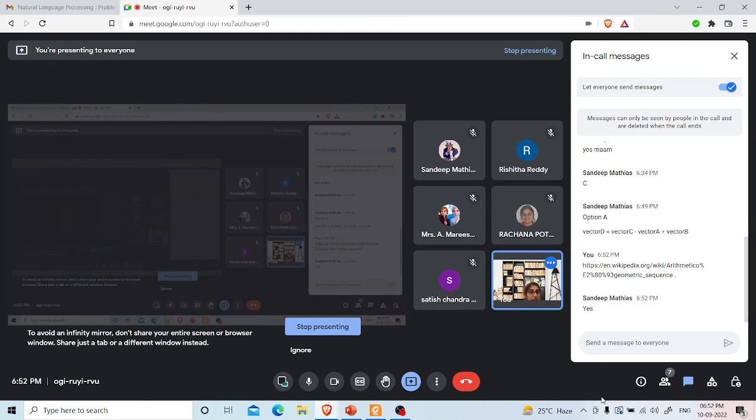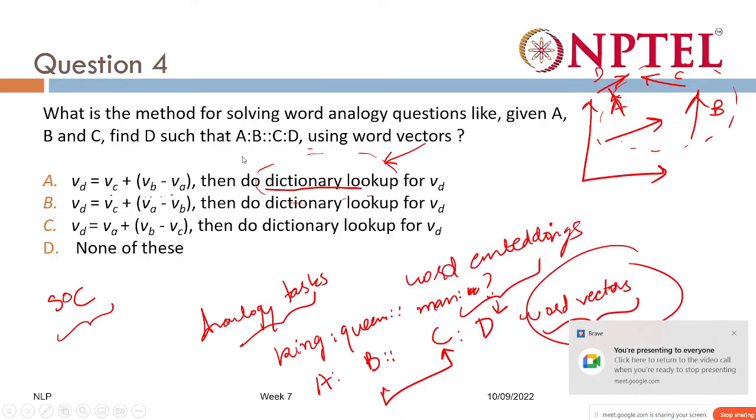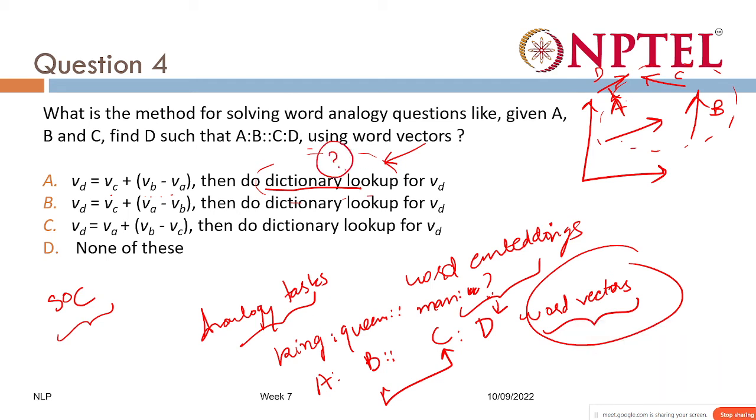Option A. Are you sure it should be option A? I want you to look into this aspect, whether we do the dictionary lookup or not.